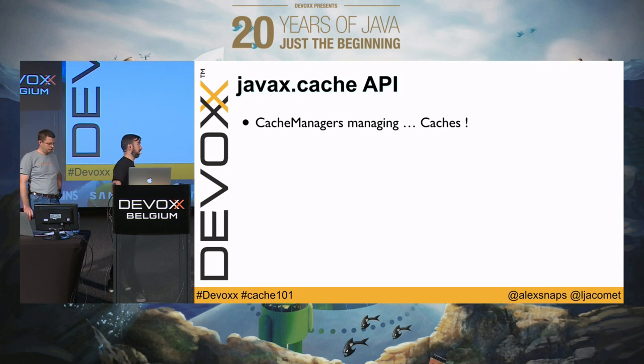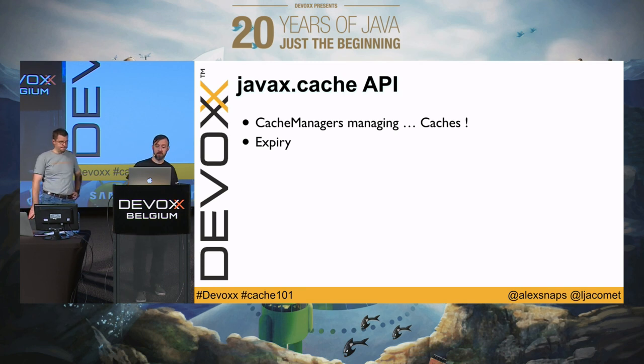So it comes with a bunch of things. It comes with cache managers that, oh surprise, manage your caches. Managing the caches is everything around lifecycle, most importantly, with regards to the spec at least. It does address expiry, which is something that we said we wanted, yep. So that's good.